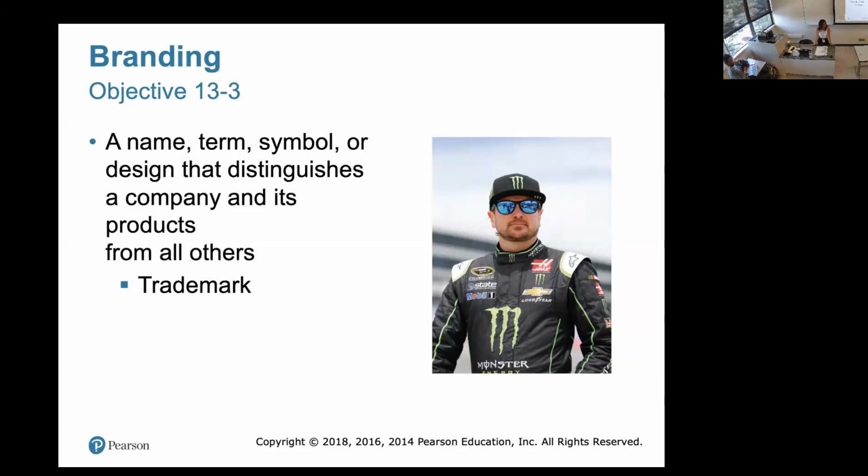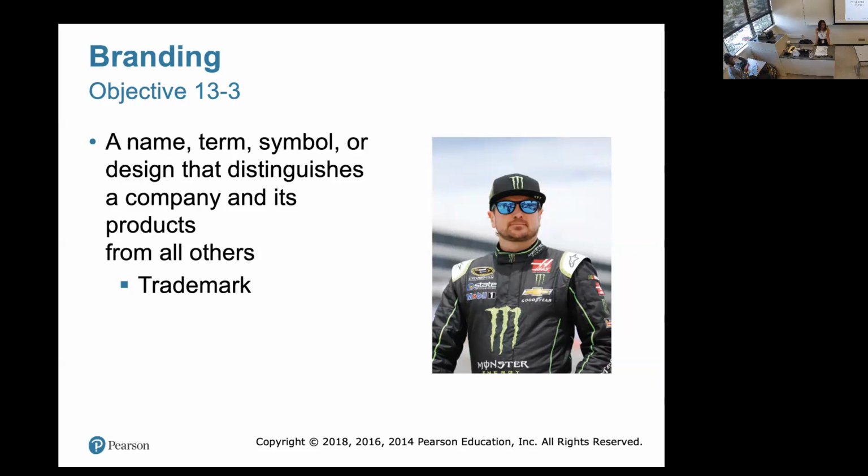Just do it. Coca-Cola. The M for McDonald's. The Apple with a bite taken out for Apple computers or Apple products, I guess, right? Those are brand names, right?